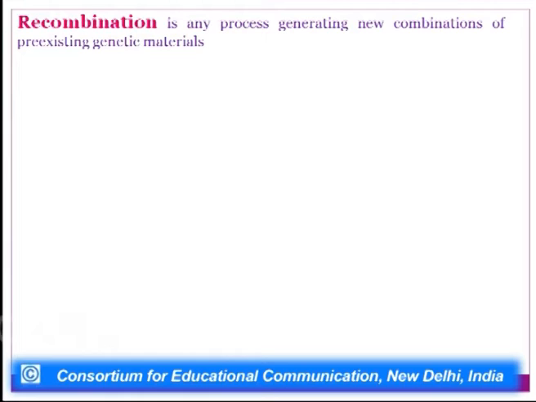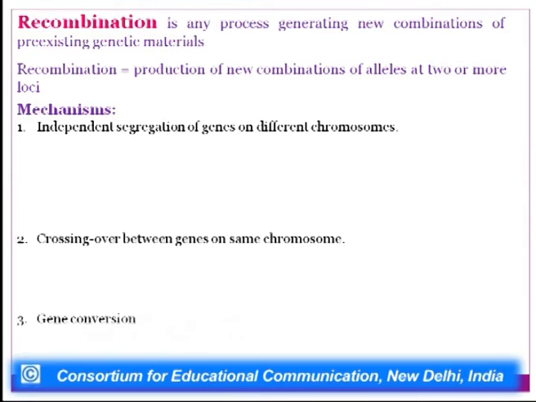So, when two species or two individuals are crossed and there occurs in the F2 generation a new combination of the genetic material which is different from the parental phenotype, which is different from the parental genotype, it is said that recombination has occurred. So, recombination is the production of new combinations of alleles at two or more loci.